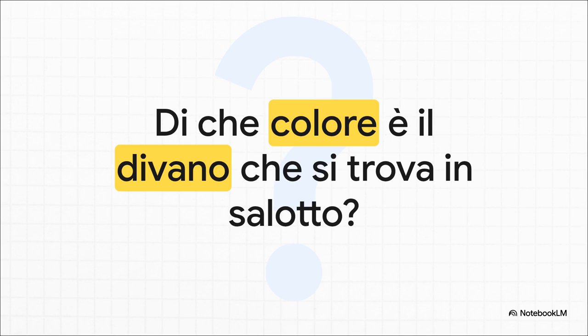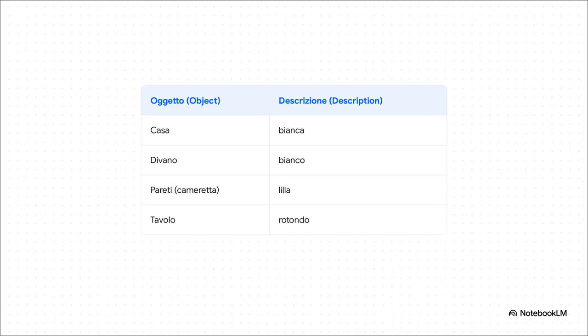But if you're reading to see, the answer is crystal clear. This is such a great way to see how it works. You're basically just playing a matching game in your head, connecting the object, the noun, to its description, the adjective. The house, it's white. The sofa, also white. The bedroom walls are lilac. The table is round. It's this active pairing that literally transforms black and white text on a page into a full-color world inside your head.